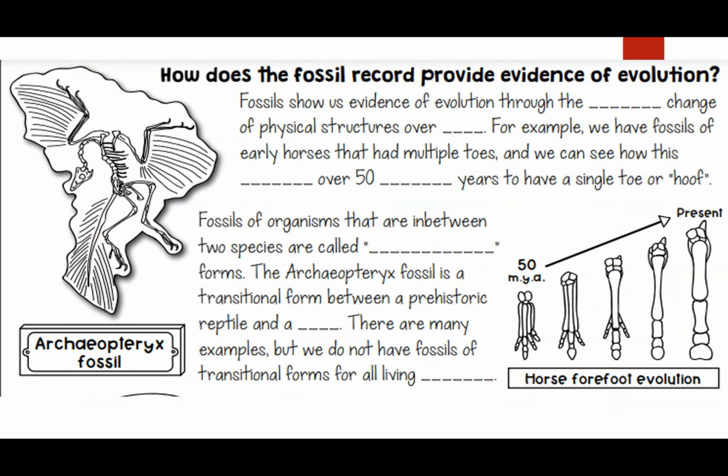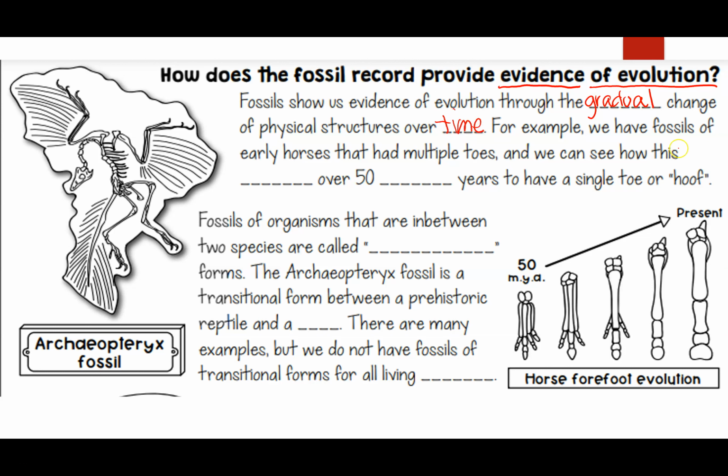So, next part, how does the fossil record provide evidence of evolution? And this is the whole point right here, right? Evidence of evolution. How? So, fossils show us evidence of evolution through the gradual change of physical structures over time.